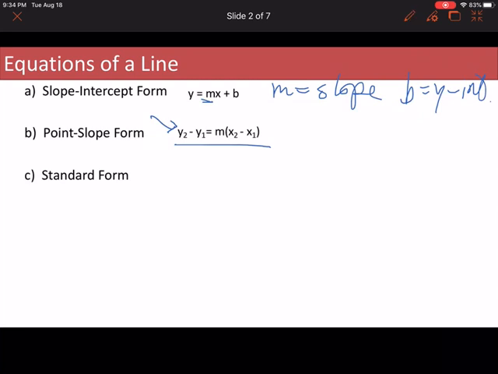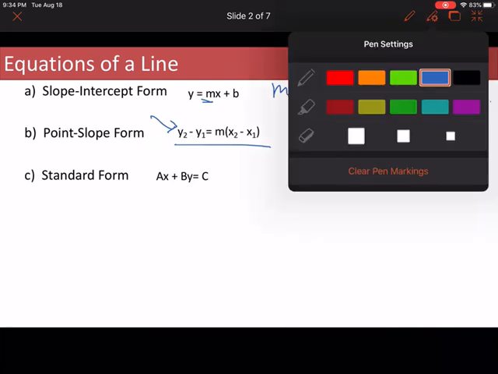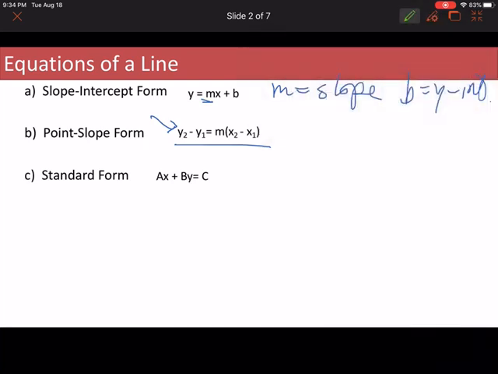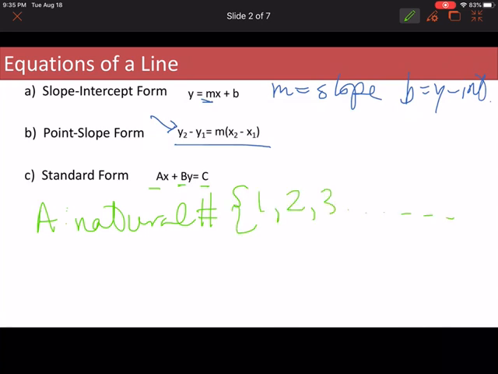And last of all is standard form. It's the one that we see the most, especially when you talk about conics. But notice that the A, B, and C are capital. This B is not the same as the y-intercept. They're just random numbers. Please note that A must be a natural number. For those who can't remember what a natural number is, that set is 1, 2, 3. So notice it can't be negative or 0. Not a fraction, not a decimal.